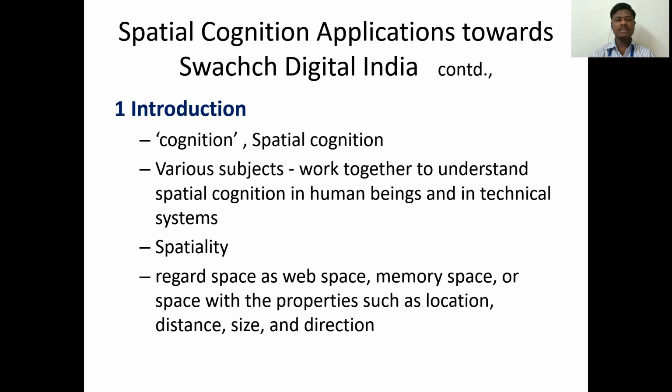Introduction of this paper is cognition, spatial cognition. Various subjects work together to understand spatial cognition in human beings and in technical systems. Spatiality regards space as web space, memory space, or space with the properties such as location, distance, size, and direction.